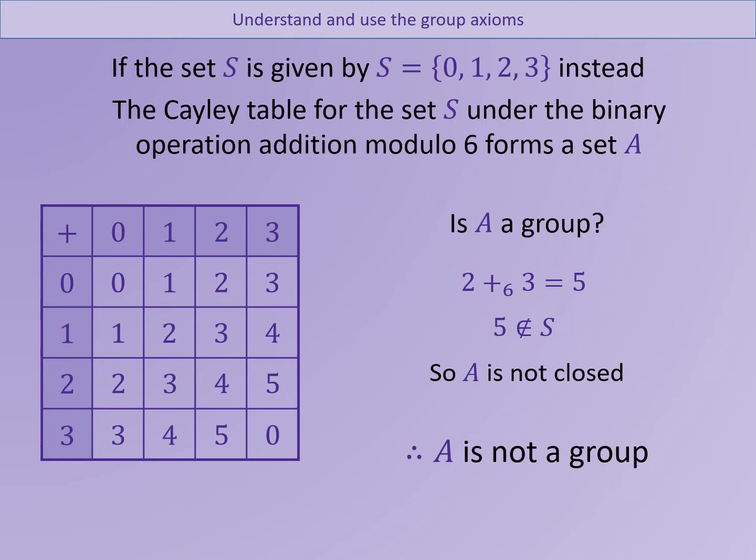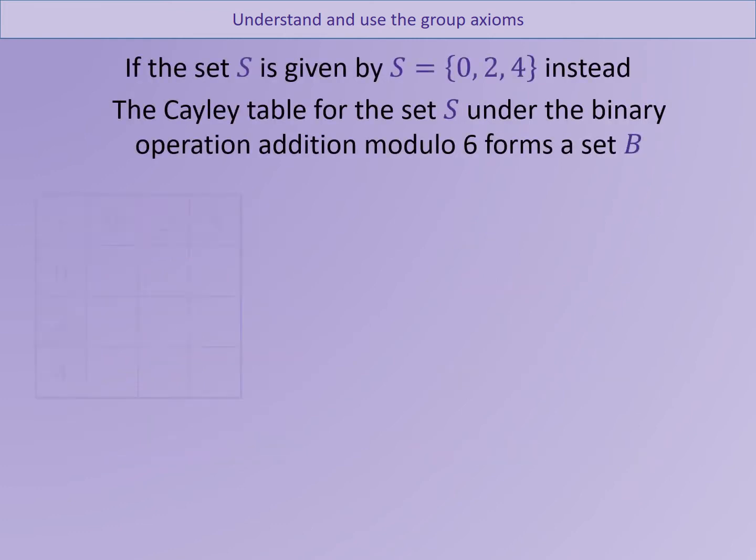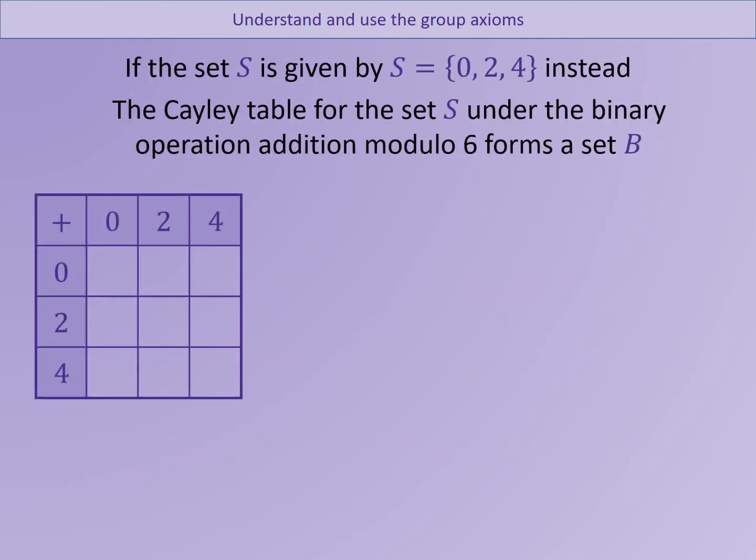So you need to be careful. You need to be thinking about all the different rules. You're looking for one that fails, therefore it's not a group. Okay, let's do the same thing, but this time with different numbers, 0, 2, and 4. Try that. Fill it in and answer the same question. Is B a group? Okay, so let's go through the checks.